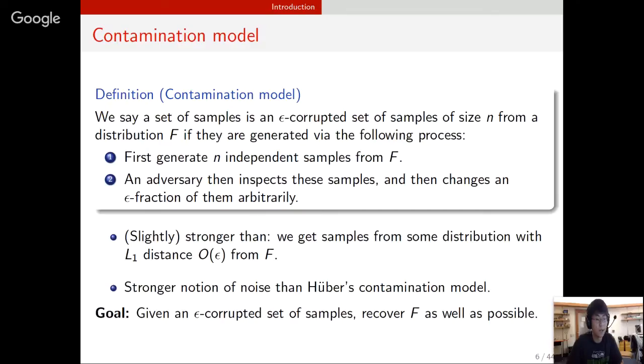Just to make sure, Jerry, when you say it's stronger, you mean more general, right? Yeah, I can simulate the second adversary using the first adversary.